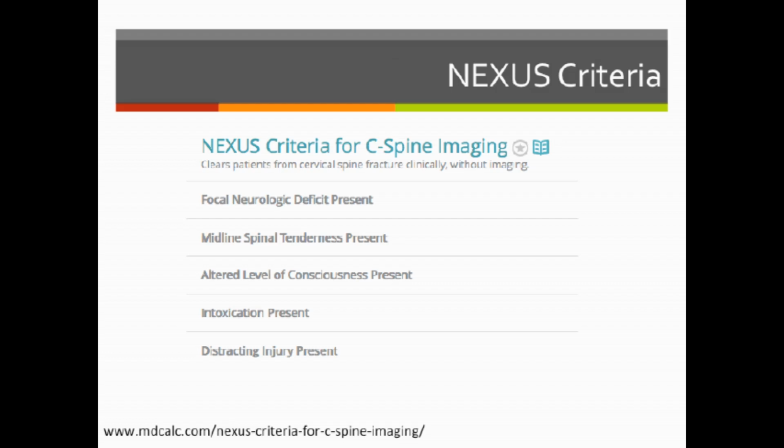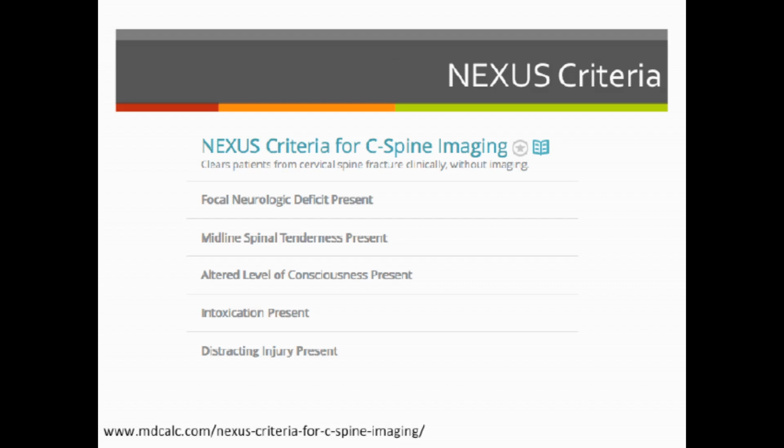The NEXUS criteria have a set of 5 criteria, and if you can answer negative to all of them, then the patient doesn't need cervical spine imaging. So the first feature to think about is, has the patient got a focal neurological deficit? The next is, has the patient got any midline spinal tenderness? Do they have an altered level of consciousness? Are they intoxicated? And do they have a distracting injury? If you answer no to all of those, then they don't need cervical spine imaging.